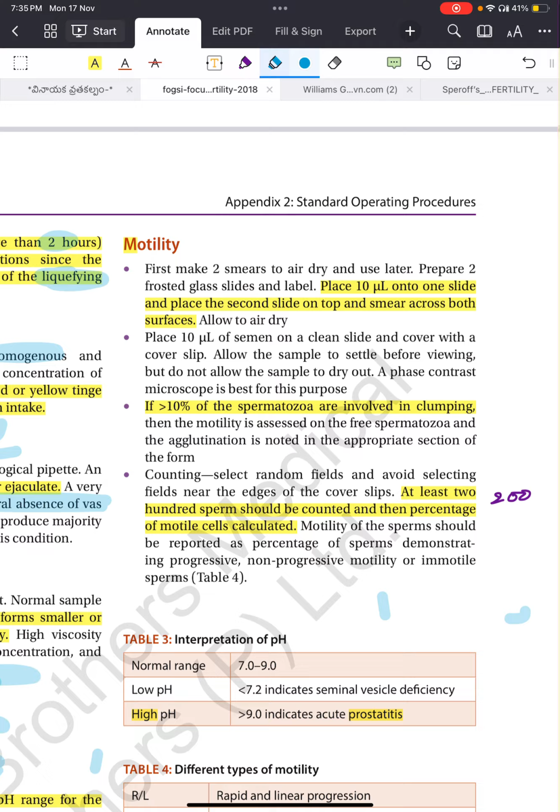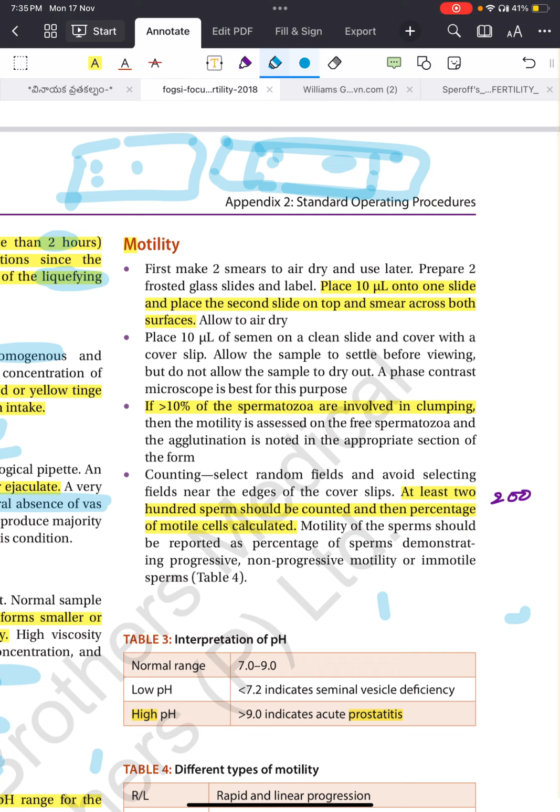Coming to motility, first make 2 smears to air dry and use later. Prepare 2 frosted glass slides and label them. After labeling, place 10 microliters, that is 0.01 ml, of semen onto the slide, take the second slide on top and smear across both surfaces, like thick and thin smears. We allow it to air dry. That is one point.